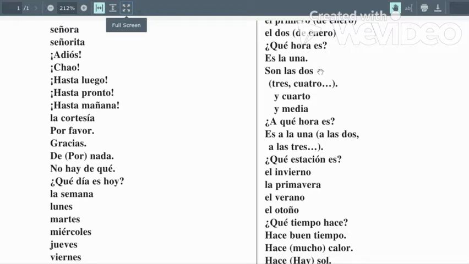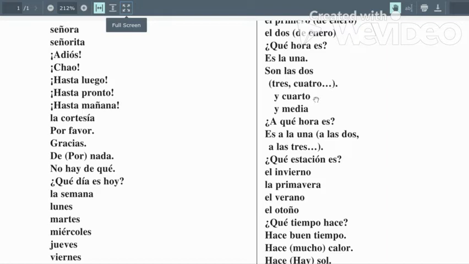Son las dos. Any other time, 2 o'clock, 3 o'clock, 4 o'clock, 6 o'clock, 8 o'clock. Son las, and then the number. So son las cinco, it is 5 o'clock. Son las ocho, it is 8 o'clock. Son las dos, it is 2 o'clock. So son las dos, it is 2 o'clock.